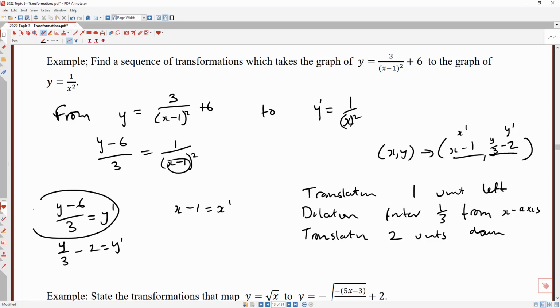Now, you might go, well, what if you didn't make this algebraic move? What would be the transformations then? Well, then the transformations would be to move 6 units down and dilate by a factor of 1/3, which will produce exactly the same transformation as these ones here. It'll take that to that. So there are our transformations.